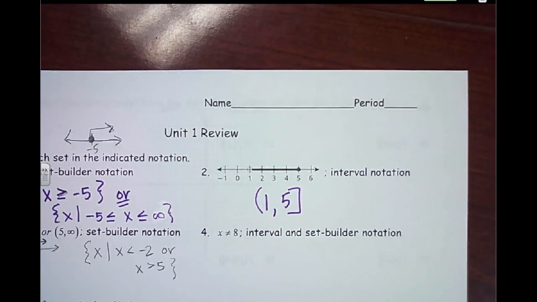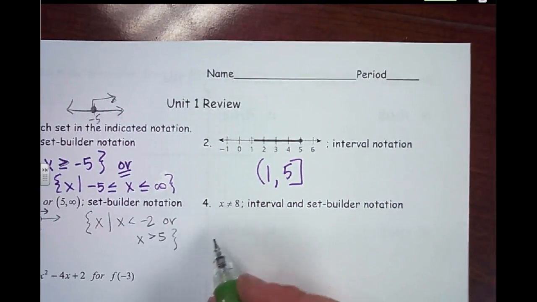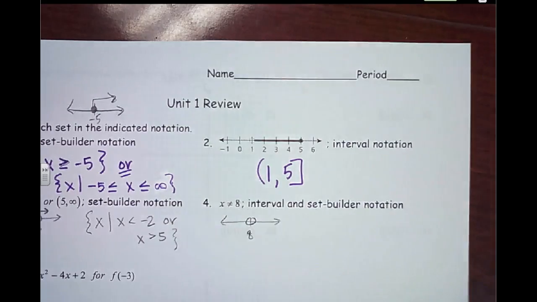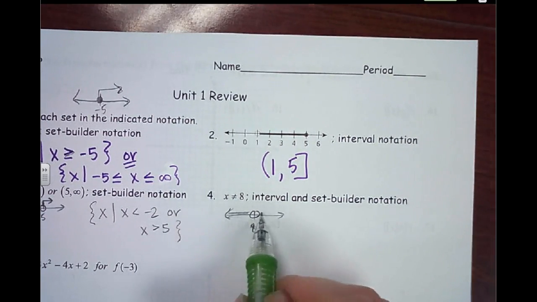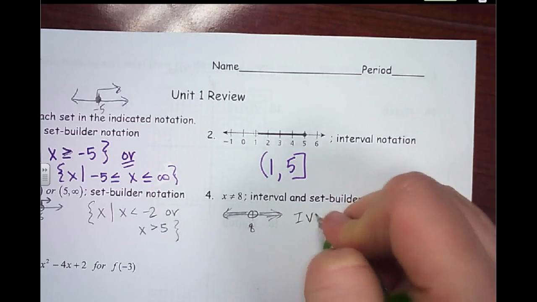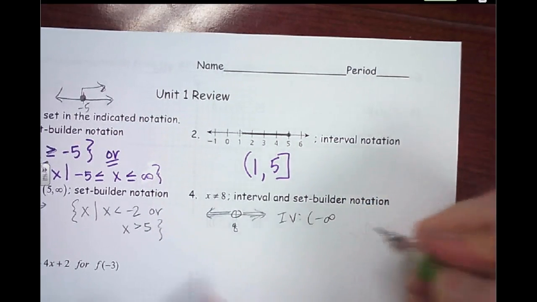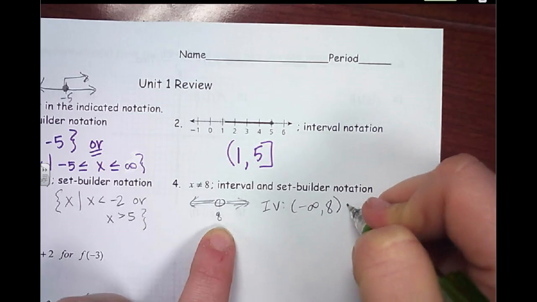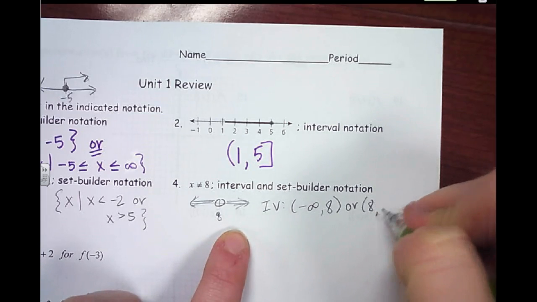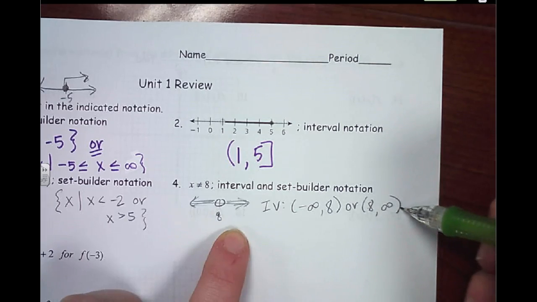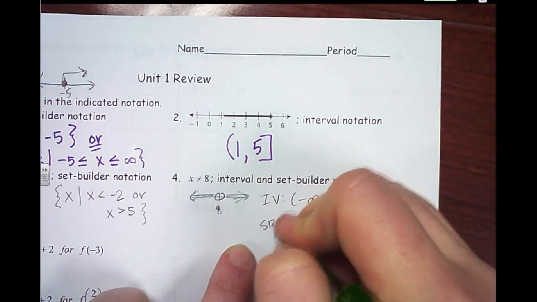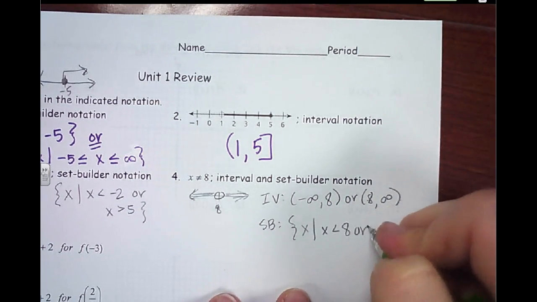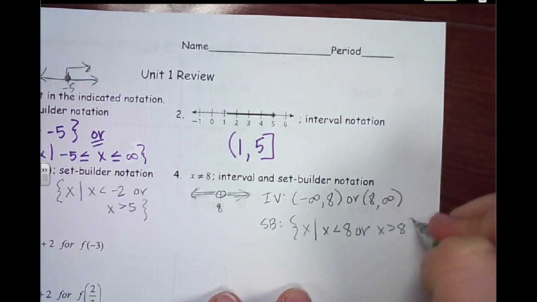Number four, interval and set builder notation. So x cannot equal 8. If I was to draw that on a number line, at 8, there would be an open circle, and everything else is shaded. So interval notation, -infinity, because I'm coming from the left, -infinity up to +8, parenthesis, or 8 to infinity. So I start at 8 and I go to infinity. And then set builder notation, bracket, x is less than 8, or x is greater than 8, close bracket.